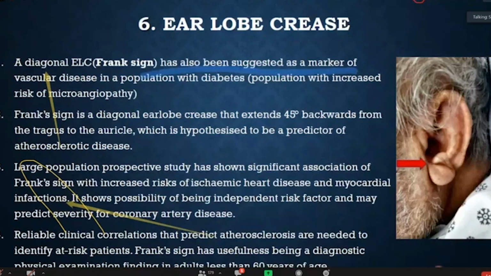Now, this is one thing which some of us know, some of us don't know, but I think we all should know. In a patient with coronary artery disease who has undergone stenting, go to the bedside and see their ear, see this diagonal earlobe crease. This is known as the Frank sign. From the tragus, you see a 45-degree diagonal line.